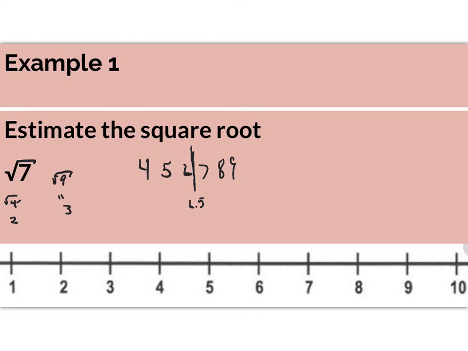7 is actually closer to 9. It's just beyond the halfway point, but it's actually closer to 9. So we're going to say that the square root of 7 is a little bit above 2.5. So we're going to call it 2.6. So we put our 2.6 right on the line, and the square root of 7 is here, the square root of 9 is there, and the square root of 4 is there. And that's all we're doing.